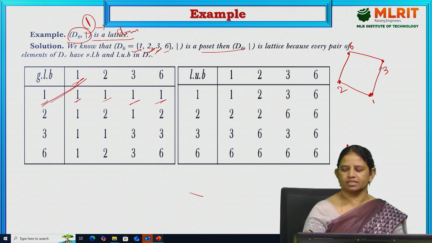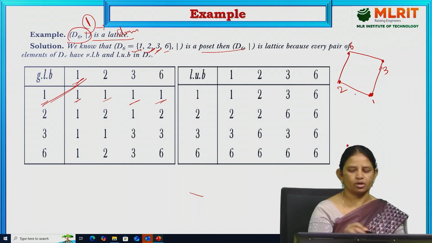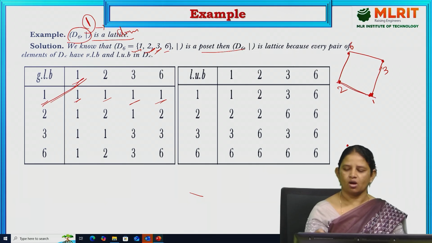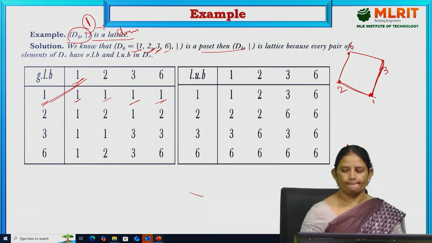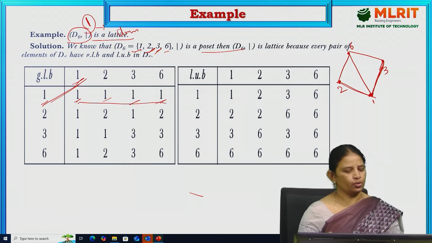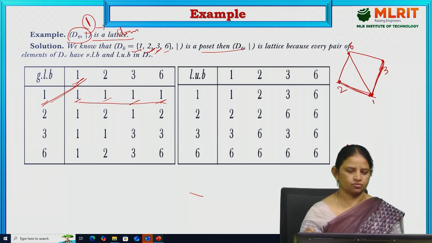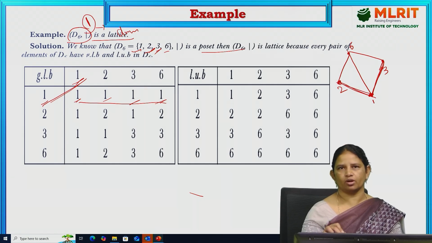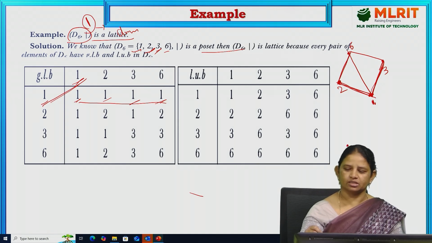For 1, 1, the greatest lower bound is 1 only. For 1, 2, the lower bound is 1. For 1, 3, the lower bound is 1. For 1, 6, the lower bound is 1. Next, for 2, 1, the lower bound is 1. For 2, 2, it is itself. For 2, 3, the common lower bound is 1. For 2, 6, the lower bound is 2.